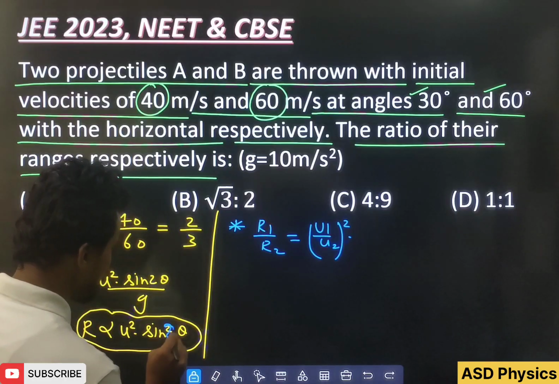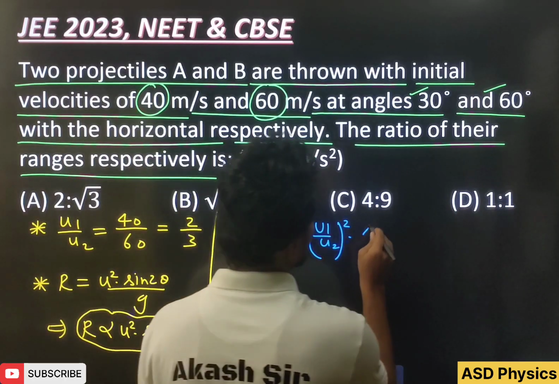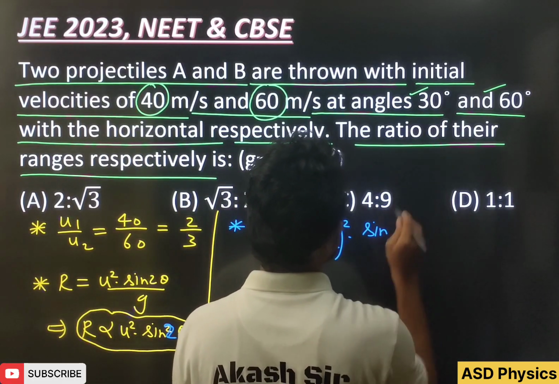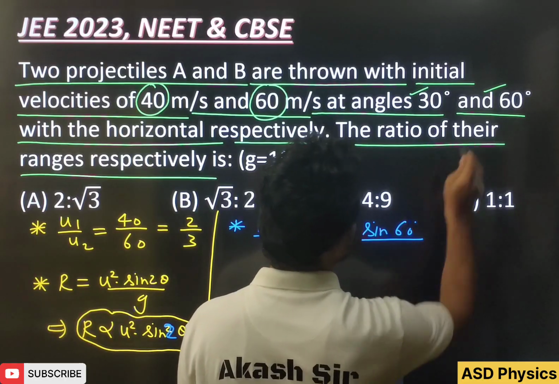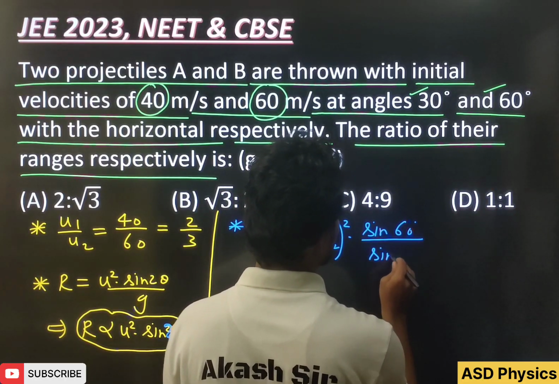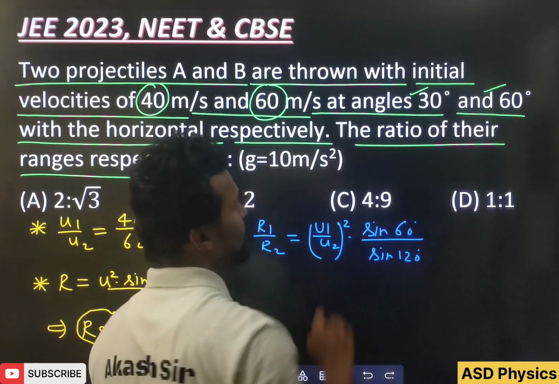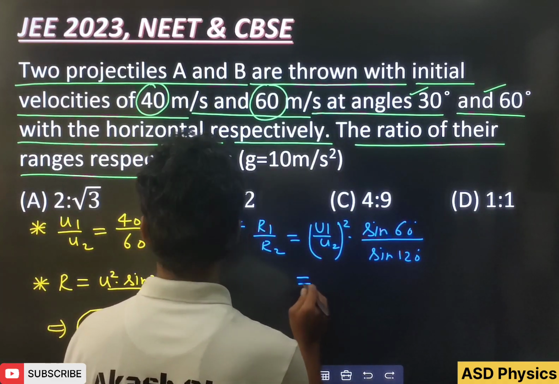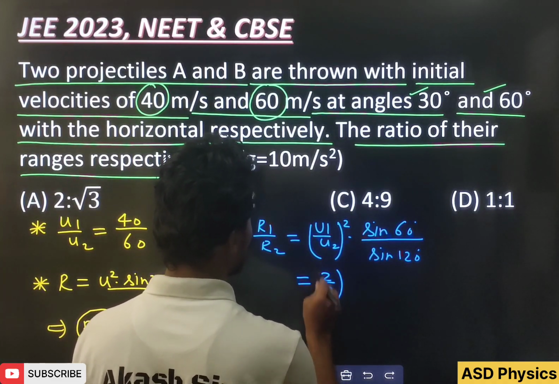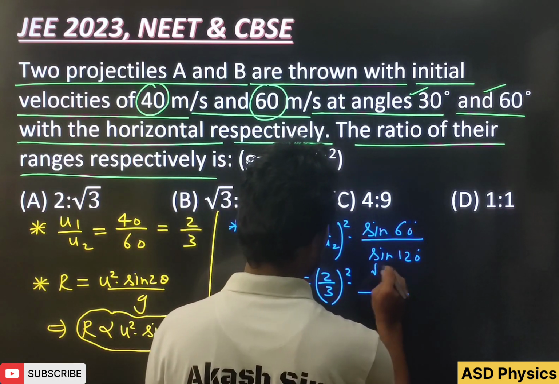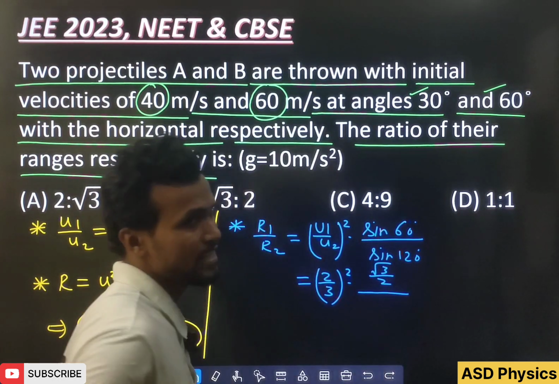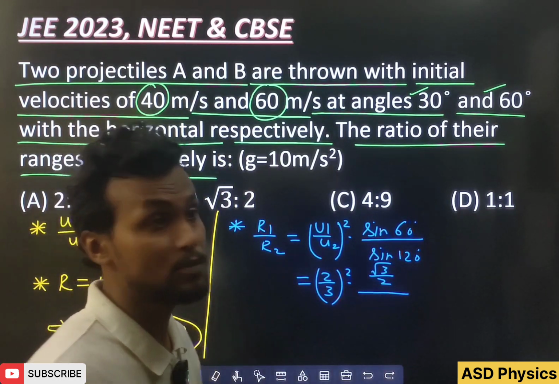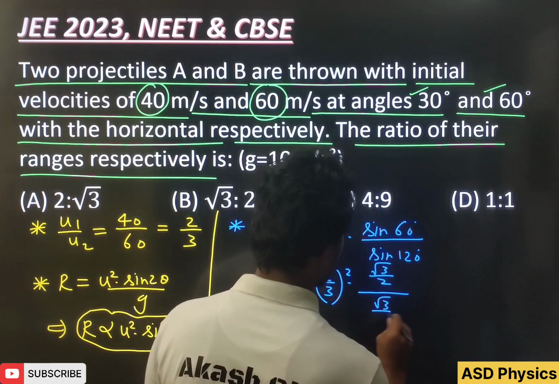and here what will become? See, this is sine 2 theta, so sine 2 theta means 30 into 2, sine 60 degree by sine 120 degree. Okay. Anyhow, for complementary angles, sine 2 theta value will be same. But kindly see here, u1 by u2 how much? See, 2 by 3 square. This will be same, sine 60 degree is root 3 by 2, sine 120 means sine 90 plus 30, that means cos 30. That means this is also root 3 by 2.